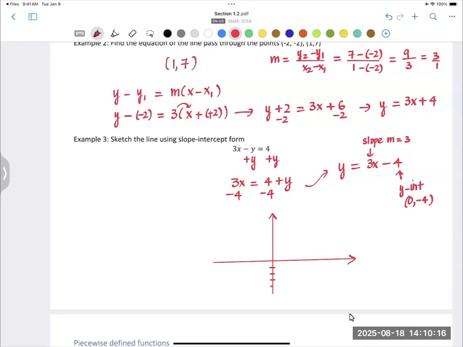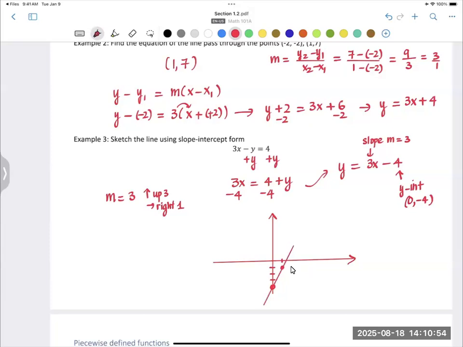In order to sketch the line, you either need 2 points or you can have 1 point and the slope. I already have 1 point, which is the y-intercept, (0, -4). Then we're going to use the slope m is 3. This tells you up 3 and right 1. So I'm going to go up 3, which is 1, 2, 3, and right 1 unit. The second point will be (1, -1), and we will have the graph here.